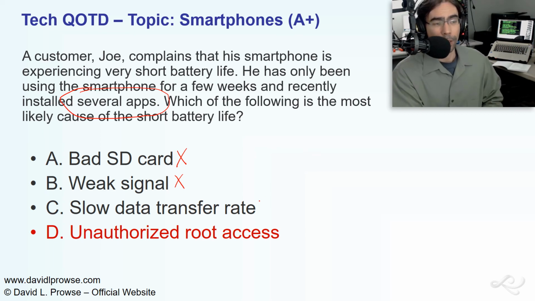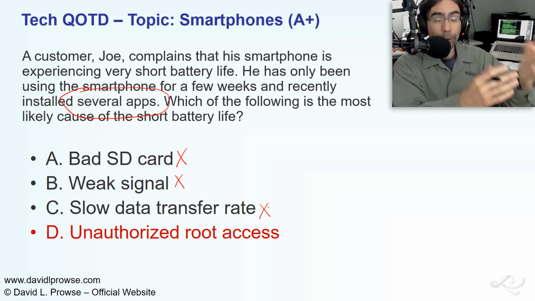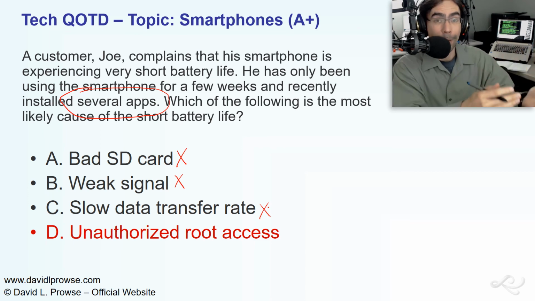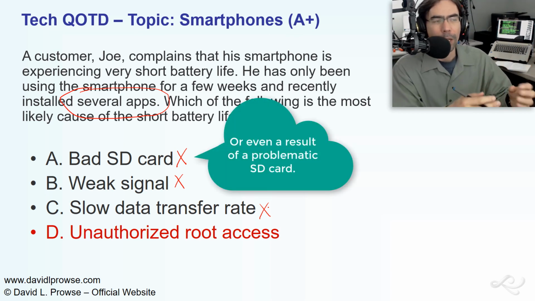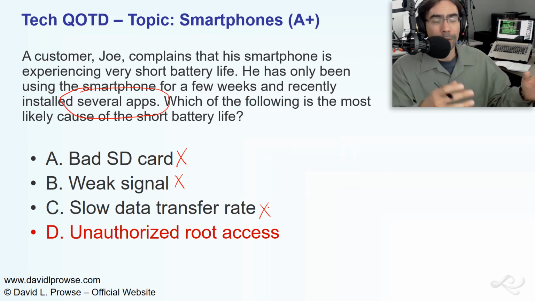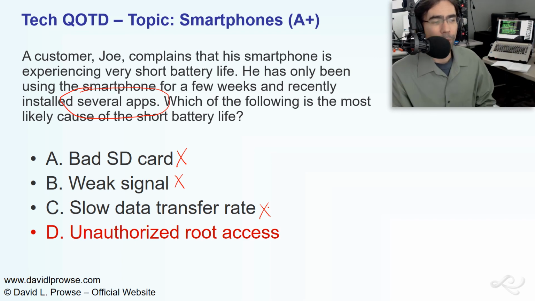Slow data transfer rate, that's no good also. Now, if you have a slow data transfer rate, that could be a result of a low battery. It could be a result of too much CPU power being used. It could be a result of apps doing things that you don't want or are just using too much power, and then your data transfer rate suffers. But that's not really a cause of short battery life. It's more intertwined with it sometimes or could be a result of it. So the best answer, again, unauthorized root access.